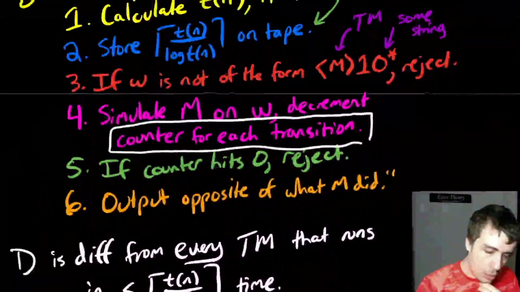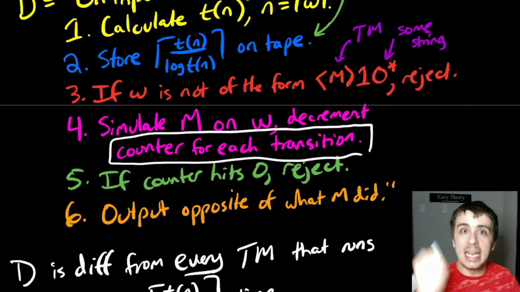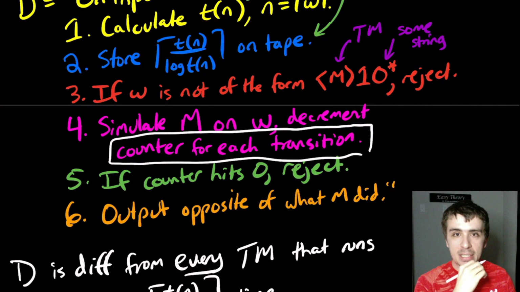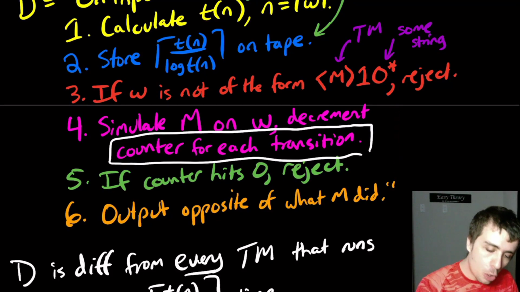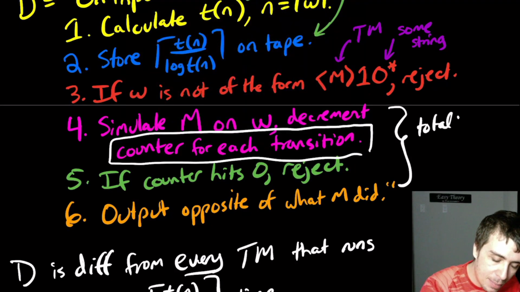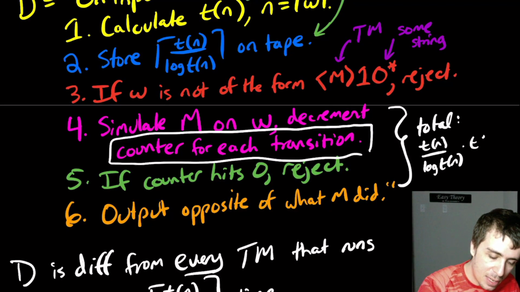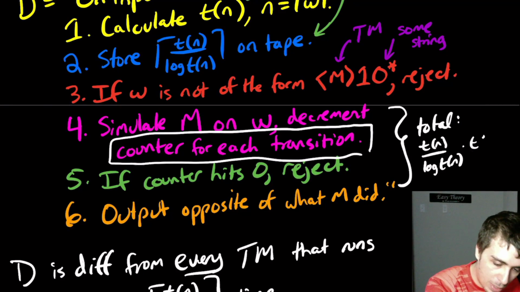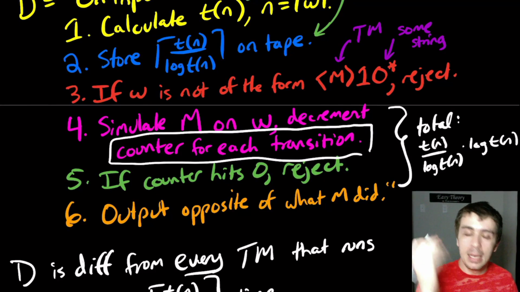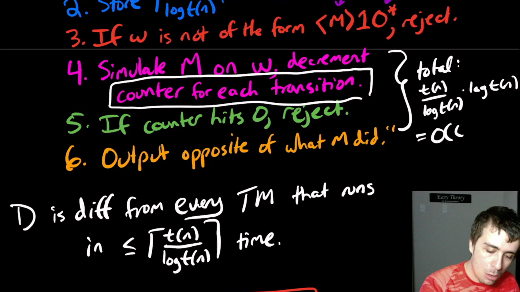So here, notice that the updating of the counter takes log t of n time. Okay, so it takes log t of n time to update the counter, so the total amount of runtime taken for this last bit is going to be the lower guy, so t of n divided by log t of n, times log t of n. I'll write that better, I promise. So that's times log t of n, because that's the amount of time it takes to update the counter every single time. And so the total runtime is going to be big O of t of n.